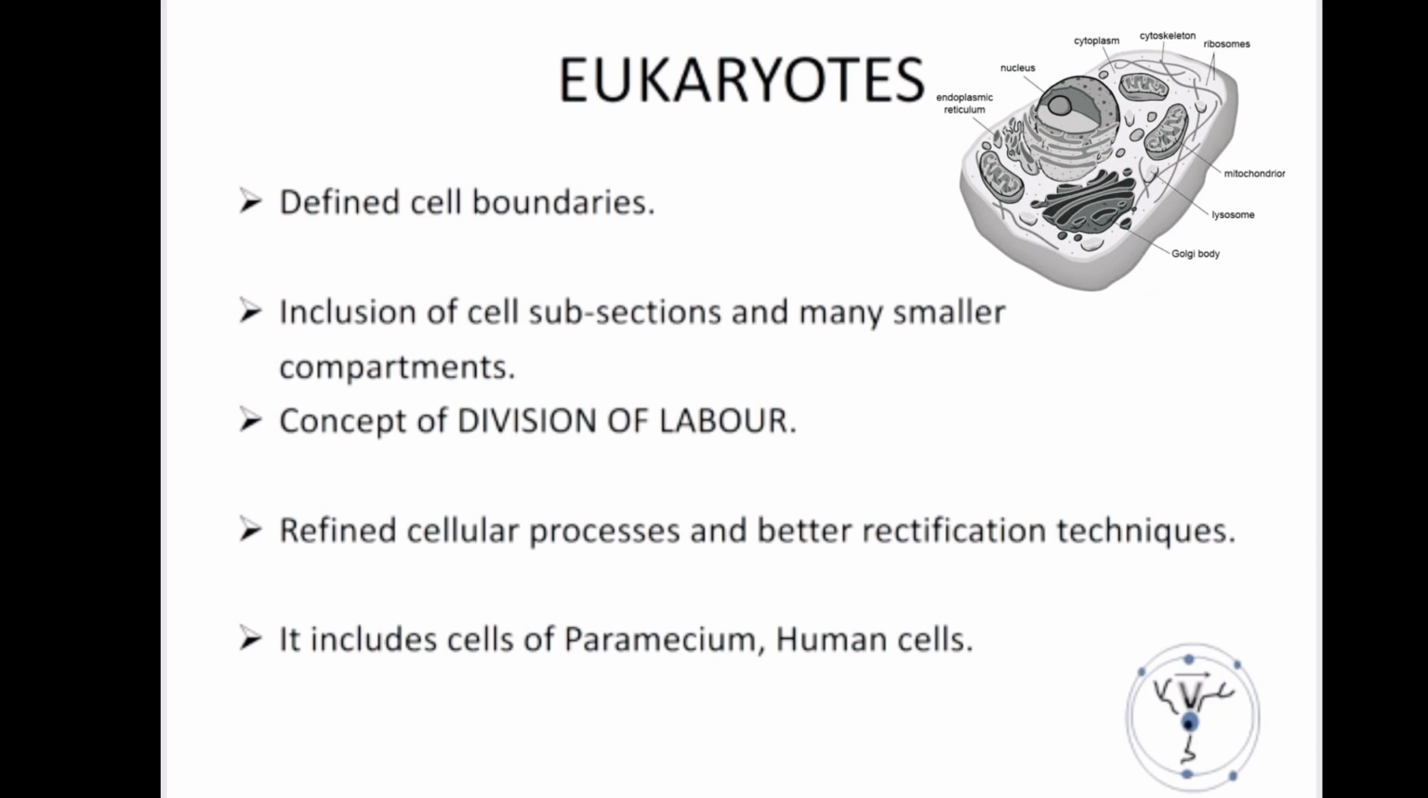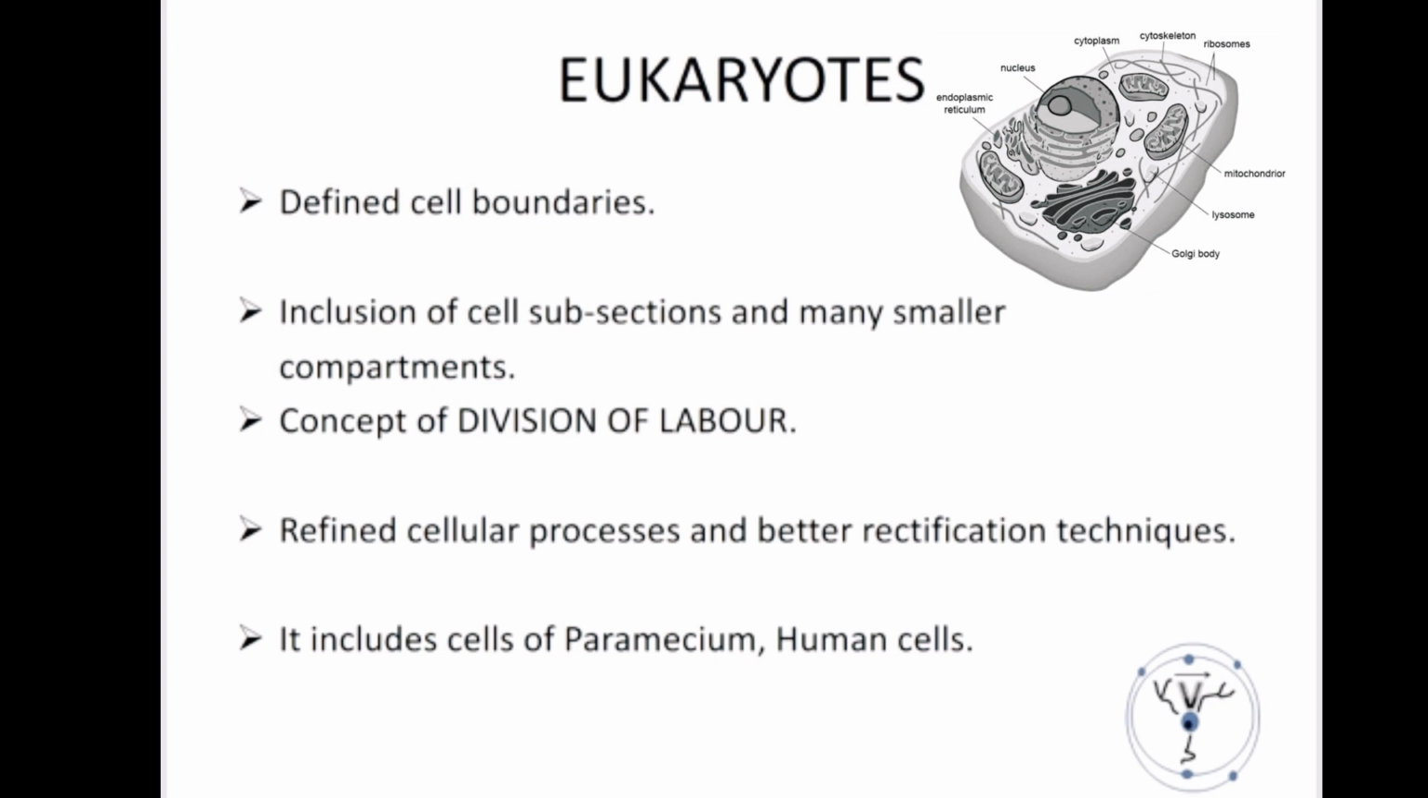Now, such extensive compartmentalization provides one important feature of the eukaryotic cells, on the basis of which a very famous question is asked in examinations about the concept of division of labor. Now, what does division of labor mean? Labor means amount of work, and division of labor means that in the case of eukaryotic cells, different centers and different points are assigned different jobs.